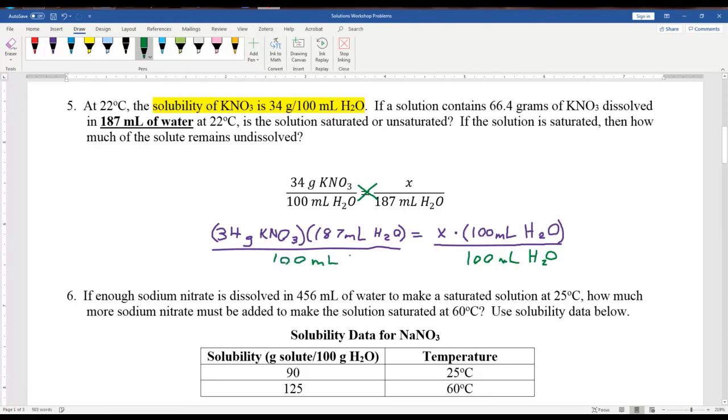Now, one of the things you'll notice here is that the milliliters of water cancels out. On the left side, the unit cancels out. Not the numbers, but the unit. So 34 times 187 divided by 100, as Linda said, gives you 63.58. Or is that correct? 63.58 or 63.6?